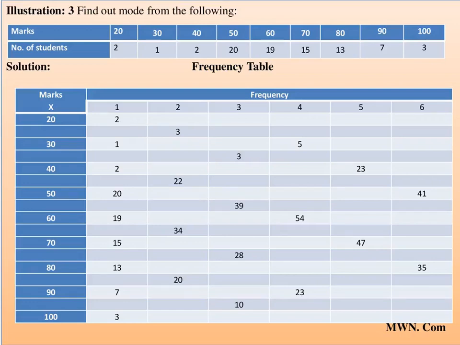1 and 2 are added, giving 3. Then 20 and 19 are added, giving 39. In the third column, only 3 variables are taken, that is 2, 1, 2, which is 5. Then 20, 19 plus 15 gives 54. Then 13, 7, and like that they are added.